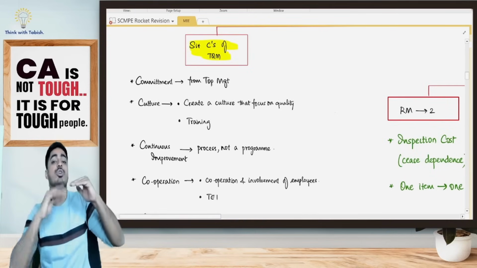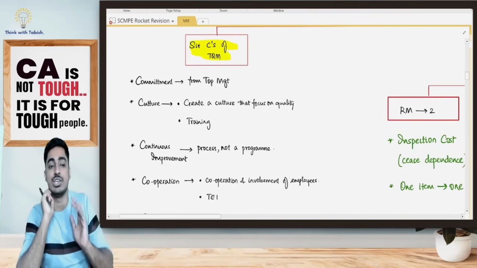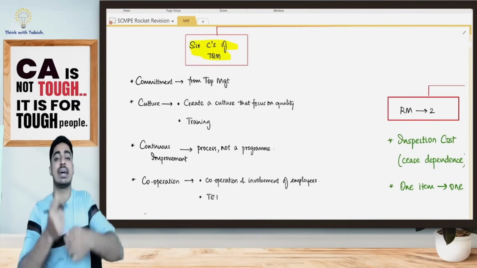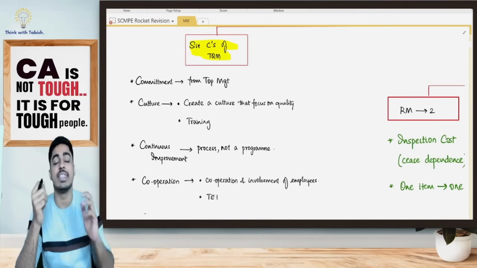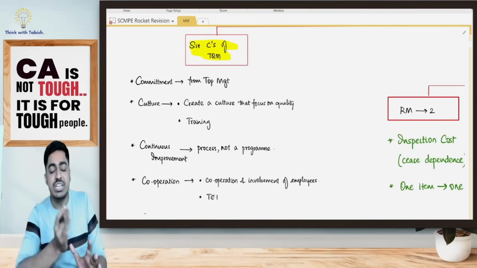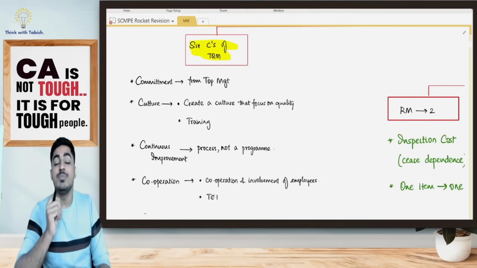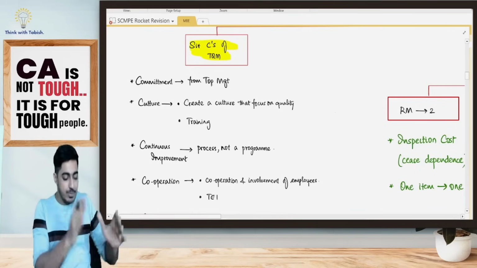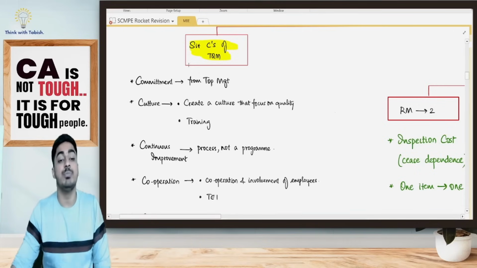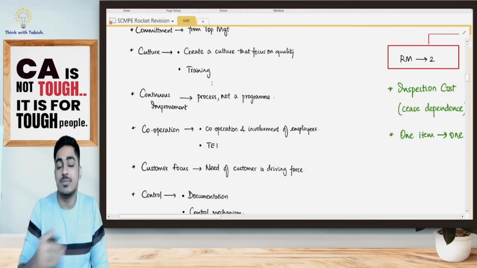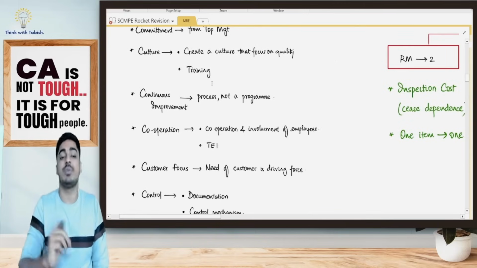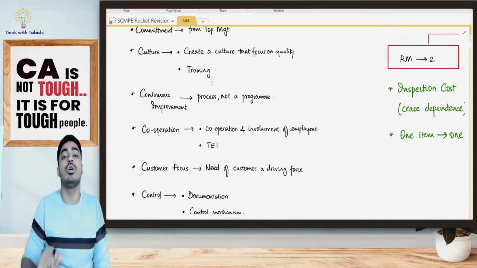Commitment is needed from the top management in order for success of TQM. Culture, we should be creating a culture which is focused on quality. For that, training is important. Continuous improvement. We have told TQM is a process, not a one-time program. Continuously, we should try to keep improving ourselves. Cooperation from employees is needed. Their on-the-job training is required. Total employee involvement is necessary for us for success of TQM.